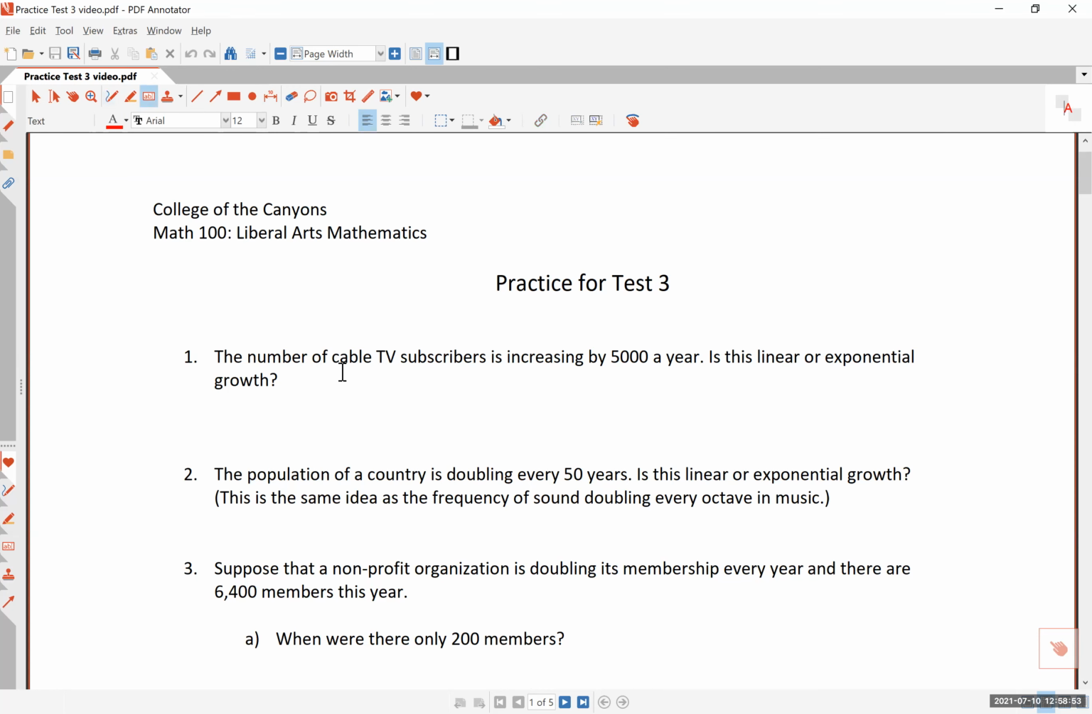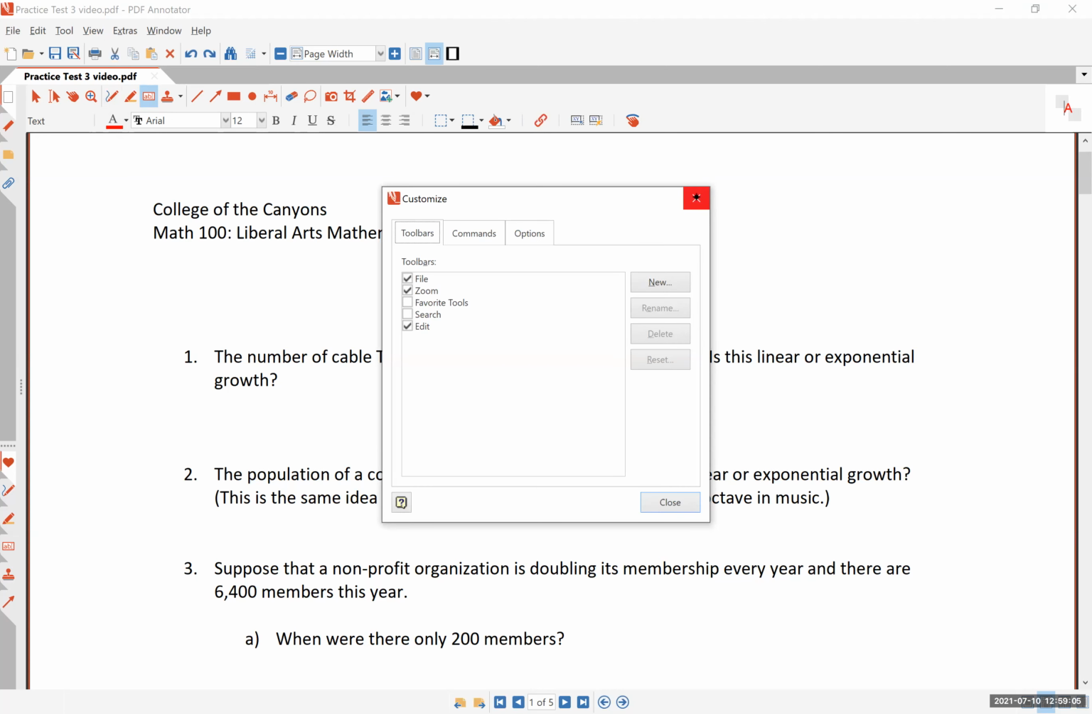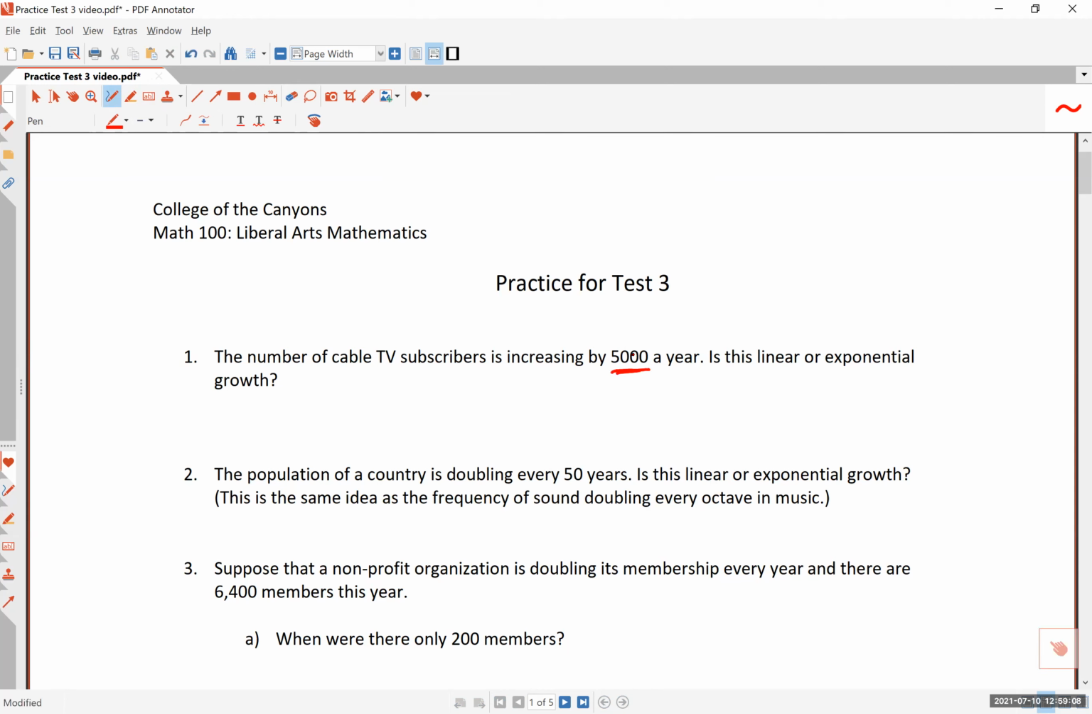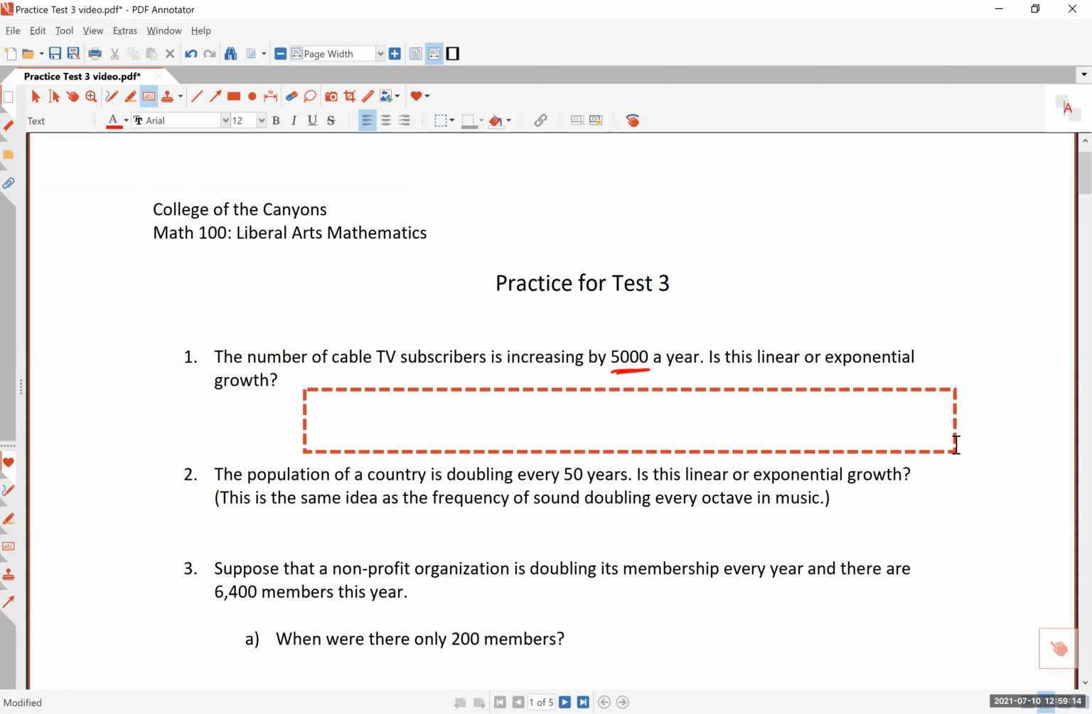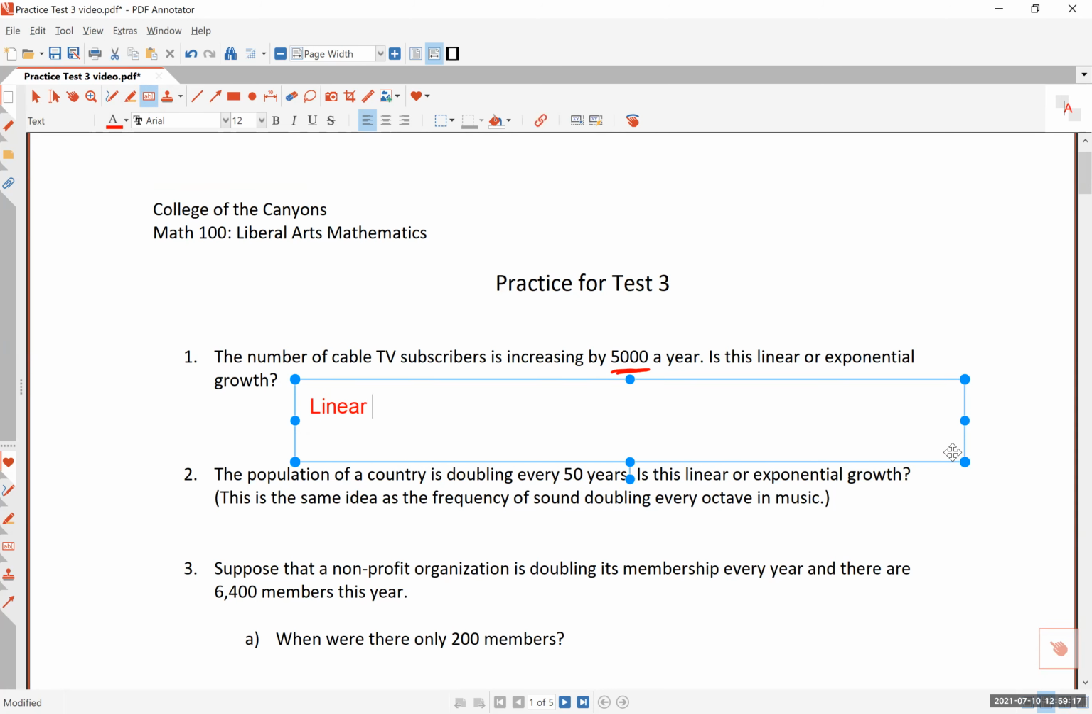Look at number 1. The number of cable TV subscribers is increasing by 5,000 a year. All right, and so here's the key: 5,000 a year. Is that a percentage or a fixed number? And the answer is, of course, it's a fixed number. And so that is linear growth. This is linear growth because the growth is by a fixed number, not a fixed percentage. If that happens to be a fixed percentage, of course, that would be exponential growth.